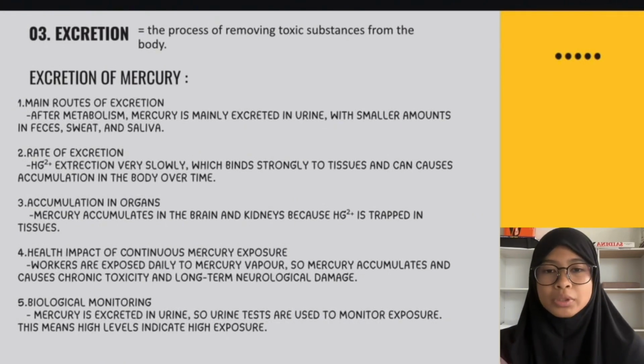When workers are exposed to mercury vapor, mercury accumulates and can cause chronic toxicity and long-term neurological damage. And lastly, biological monitoring. Mercury is excreted in urine, so urine tests are used to monitor exposure. This means high levels indicate high exposure.